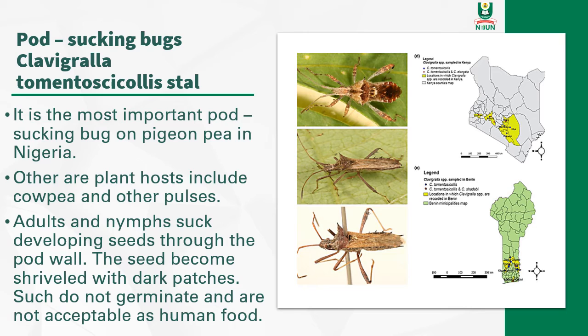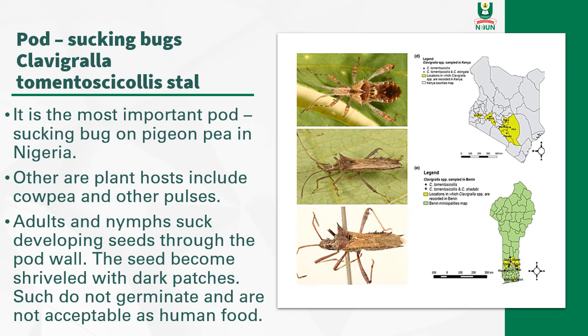Now another insect pest of concern is the pod-sucking bug, the Clavigralla species. This is what they look like in this picture. You can see them, the pod-sucking bugs, and it is the most important pod-sucking bug on pigeon pea in Nigeria.